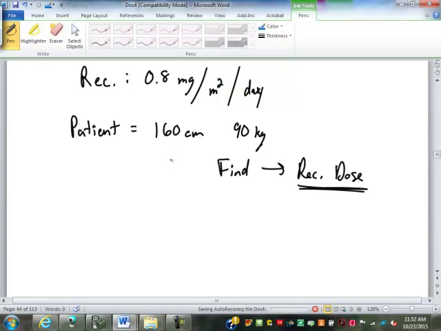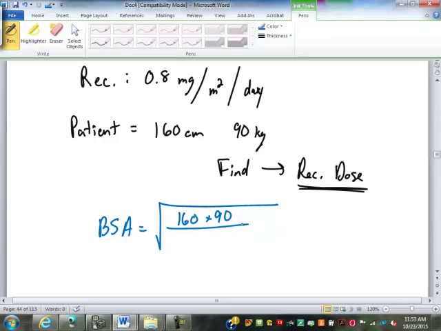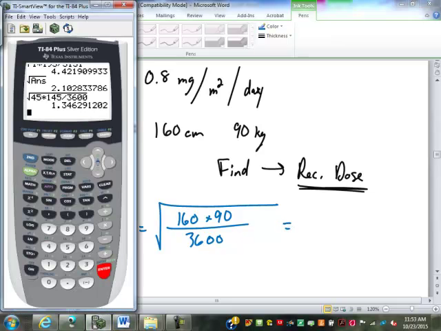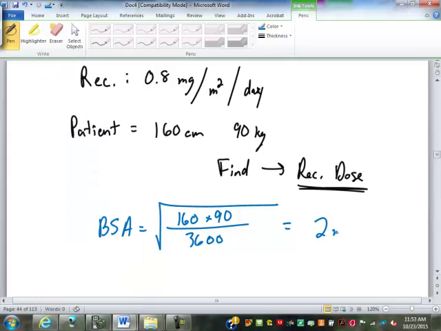Well, first thing we need to find is the body surface area of this patient. So I've got height times weight, so 160 times 90. Are we going to divide by 3131 or 3600? 3600, because these are in metric. So we've got second square root 160 times 90 divided by 3600. I'm getting exactly 2 meters squared. Is that what you guys get? I couldn't have planned that out better if I tried. So anyway, we get 2 square meters.